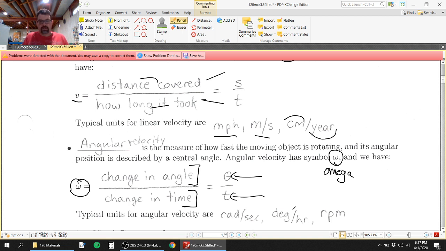Now, we don't have a whole lot of units for measuring angles or rotation. We have radians, we have degrees, and I'll get to RPMs in one sec. But all of these are some angle measured divided by a time unit, seconds, hours. RPM, of course, stands for rotations per minute.